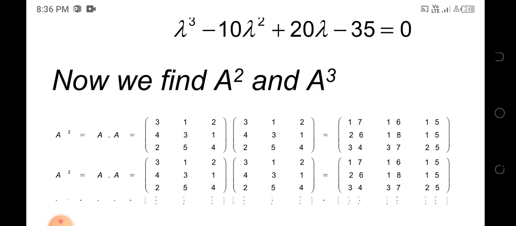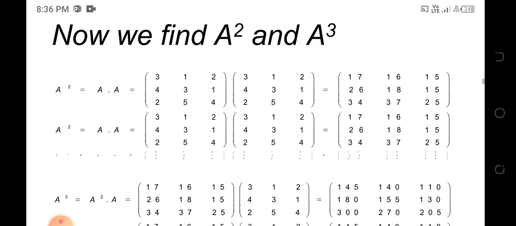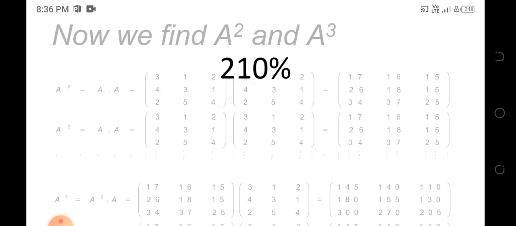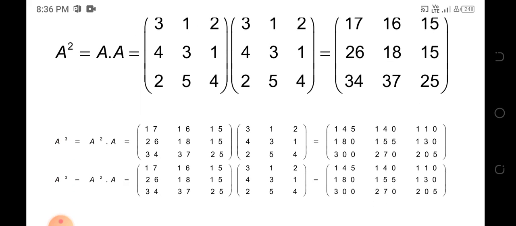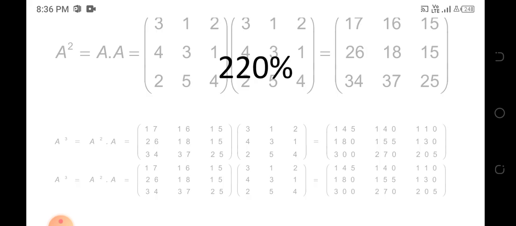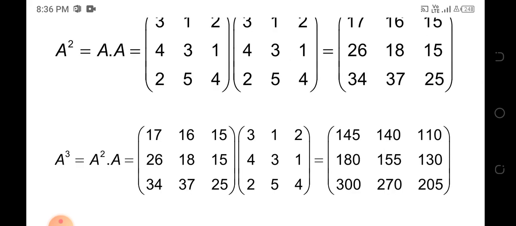And for that, first you have to find out the lower power, that is A square. As in the first problem, you have to find out A square. And then you have to find out the A cube value, meaning you have to find out A square into A. That was found in the next step. The same matrix multiplication, which I already know you have done. So A cube equal to A square into A equal to this value.